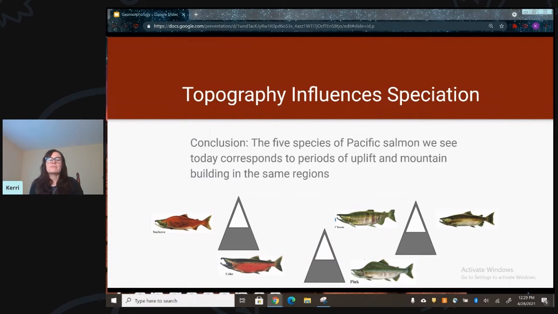He found that the timing of the emergence of the 5 species of Pacific salmon corresponds to the period of uplift in mountain building in the same regions. So while the eastern salmon have enjoyed pretty consistent conditions throughout their existence, the western salmon have witnessed huge changes in topography due to tectonic activity.